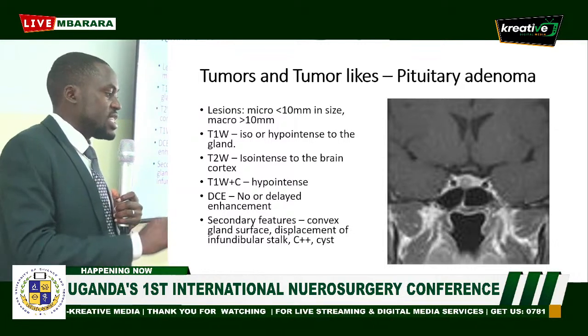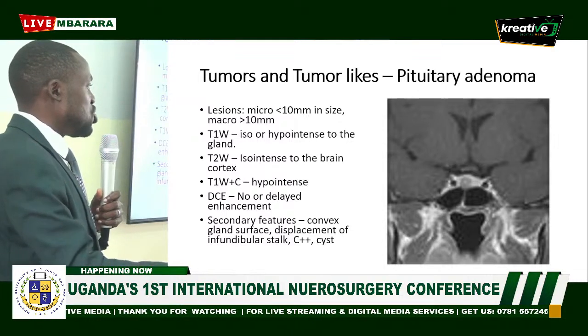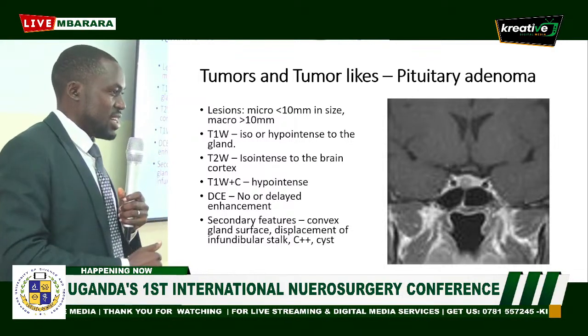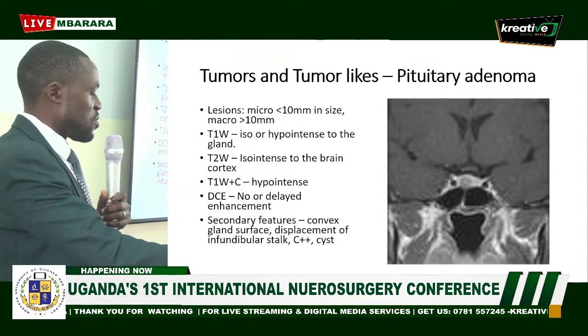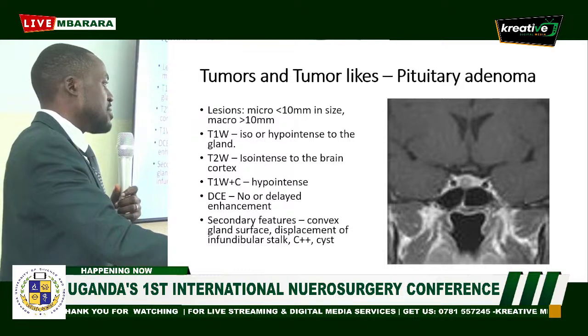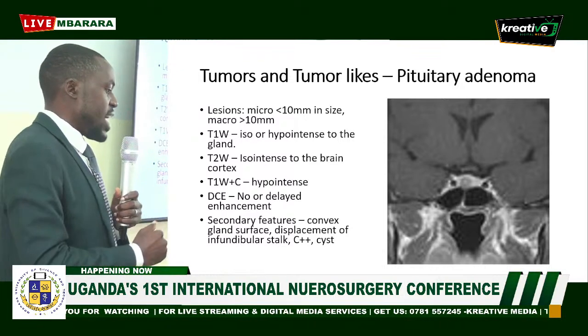So starting with the microadenomas. So we said microadenomas are usually below 10 millimeters. Okay, that qualifies it as micro. And anything that is above 10 millimeters, then it becomes a macroadenoma. So what do we expect on imaging?